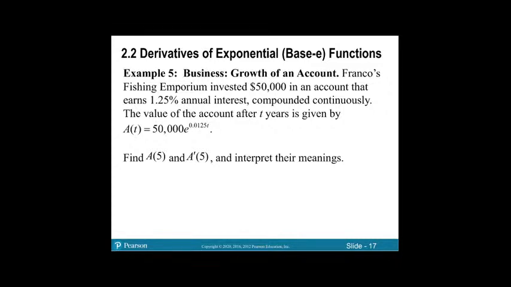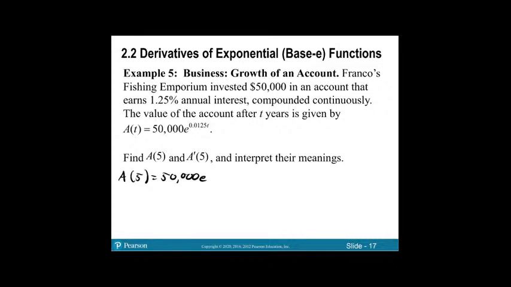A of 5 looks like we can just plug in, right? So that's going to be the future amount after 5 years. So then A of 5 is 50,000 e to the 0.0125 times 5. Okay, we just need our calculator there. So that's going to tell us the future amount after 5 years.